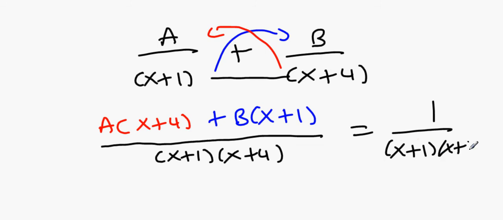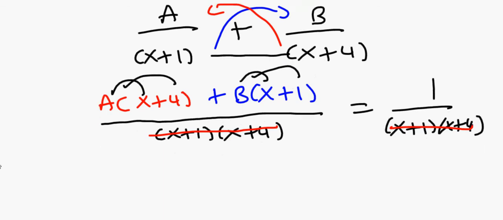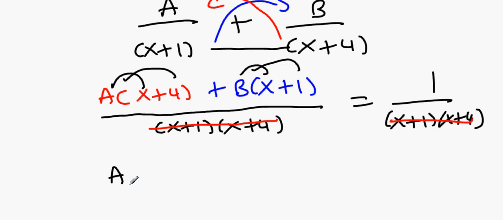Now what you can see is that they both have the same denominator. So the denominators can disappear. And what you're going to be left with is you're going to have to multiply these out. Okay. And what we're going to get is ax plus 4a plus bx plus b equals 1.